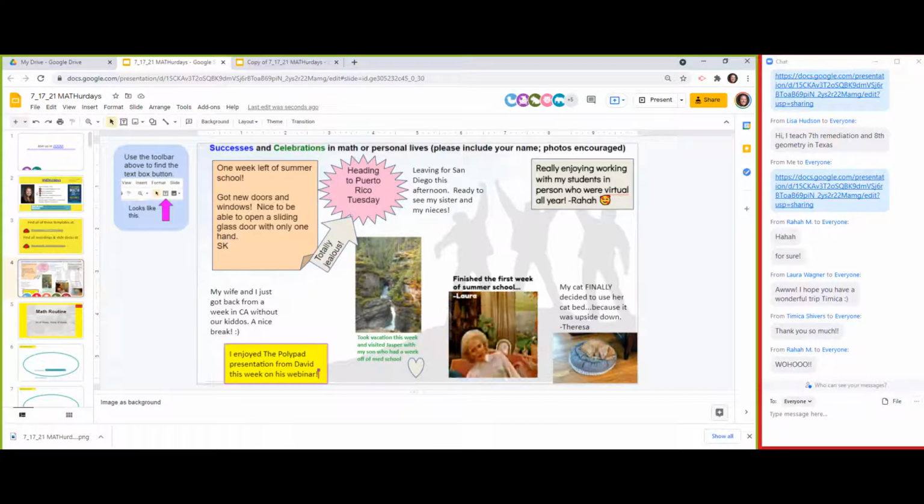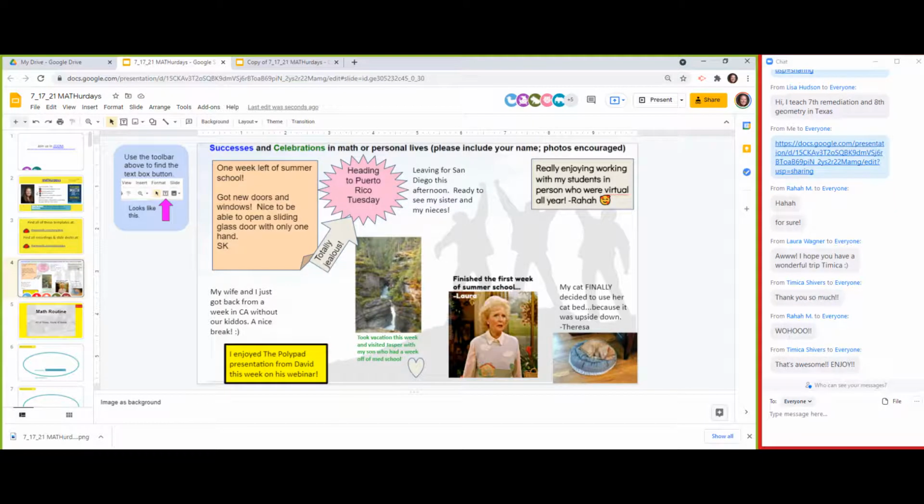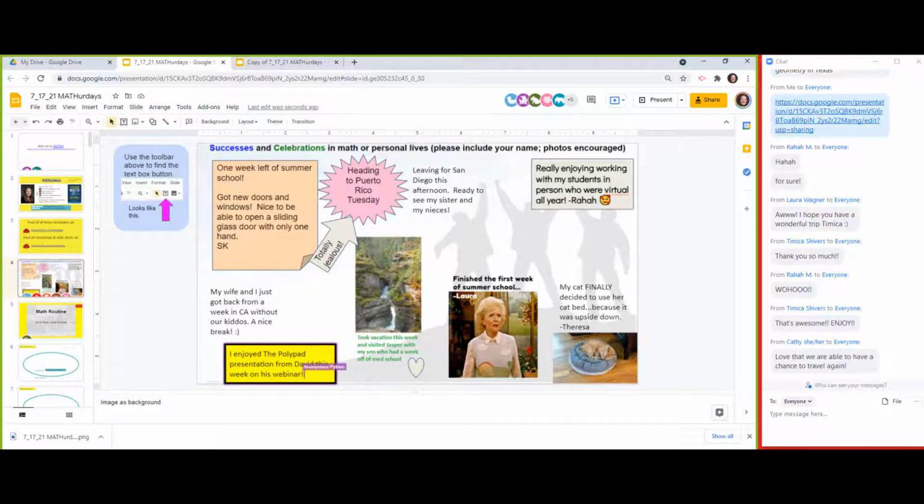So super cool. Well, folks, welcome. Glad you're here. I hope you take advantage of unstructured spaces like this with your students. It helps us to connect with other educators and it helps your students connect with each other and more. But we're going to jump into the math.